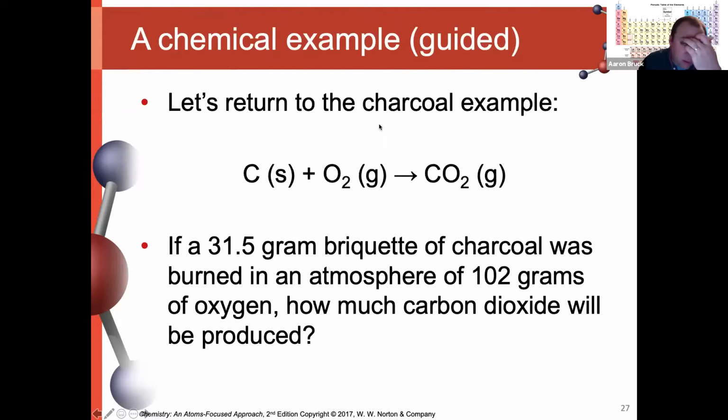So let's do some examples here. Coming back to this idea of charcoal, I've got a 31.5 gram brick of charcoal. It's burned in an atmosphere of 102 grams of oxygen. We want to know how much carbon dioxide is going to be made.